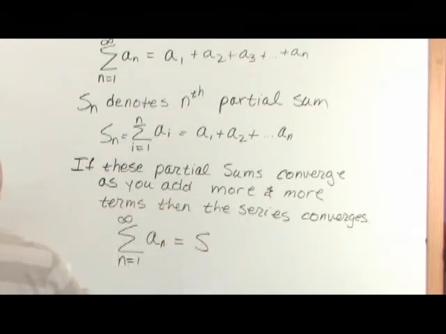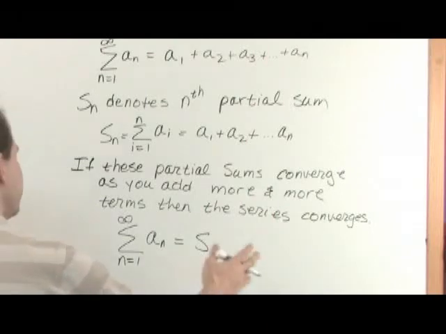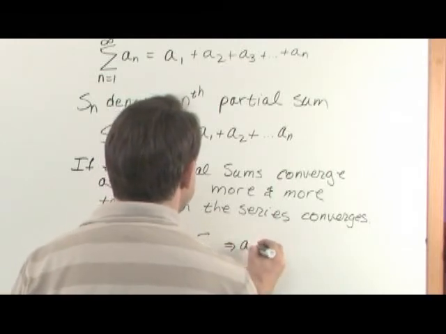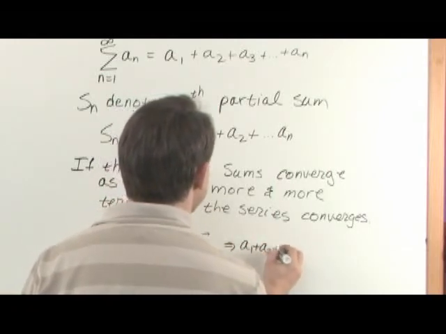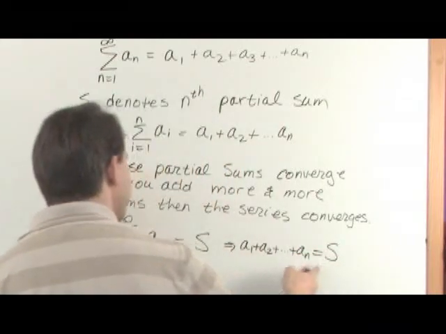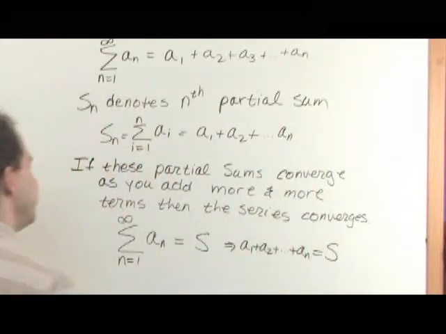Big S here is the whole enchilada. It's how all of them add up and how all of them sum together to give you some number. Okay? So this is basically the same thing as saying a sub 1 plus a sub 2 plus dot dot dot plus a sub n is equal to big fat S. That's all it's saying. You add these things together, you get a number. That's what S is equal to.